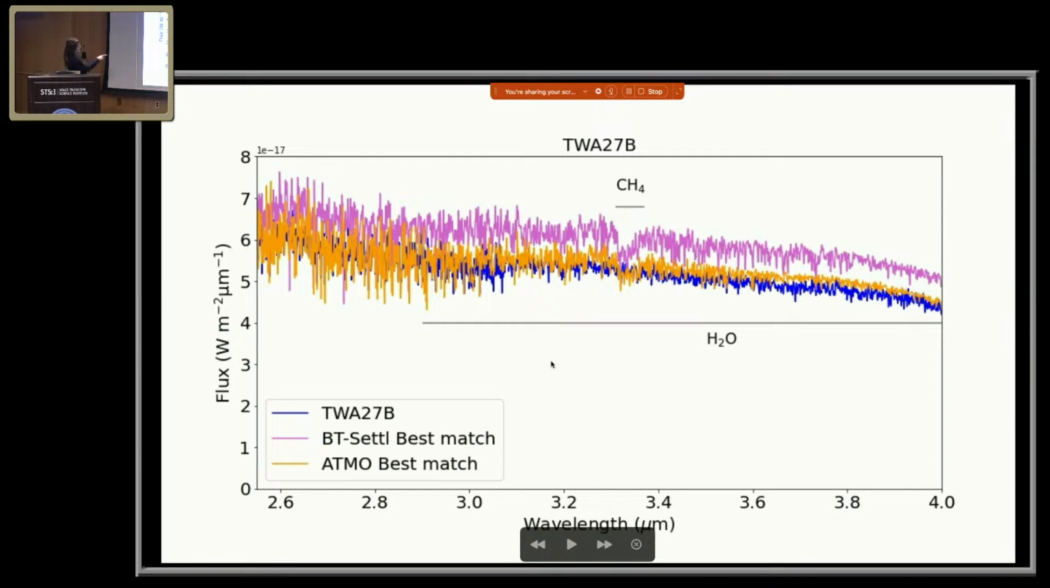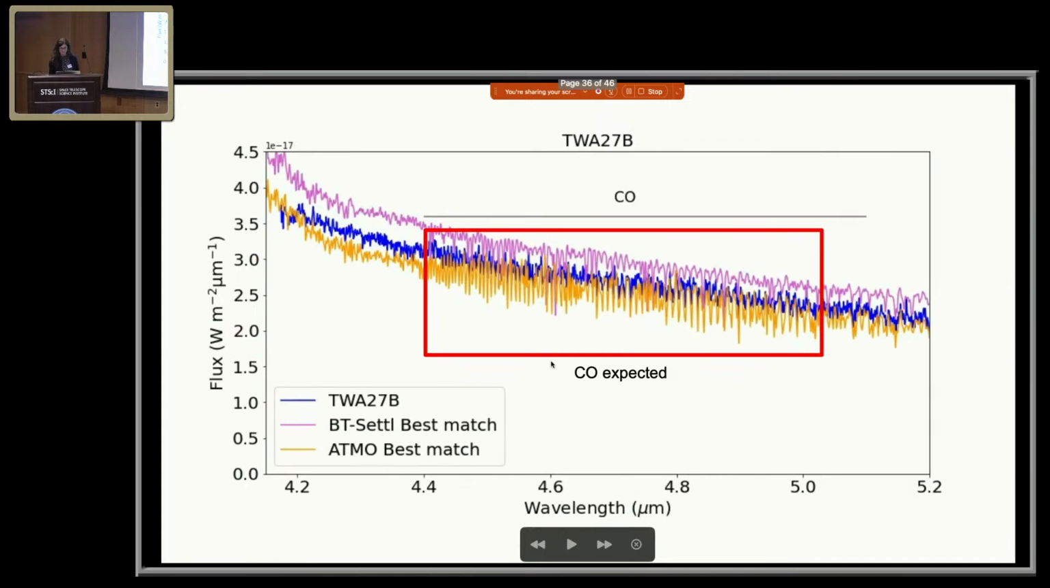This is the spectra of 27b, so of the planet. And overplotted, you have the ATMO best match and the BT-Settl best match. And you can see that here we are expecting a methane feature because this is an L6 object. So it's getting very close. It's starting the LT transition, so it should be starting to show some methane. And that's what the models predict, both cloudy and cloudless. But actually, in the spectra, that methane feature is not there. And the same for the CO. So the models predict very prominent CO features, but the spectra doesn't show any CO features.